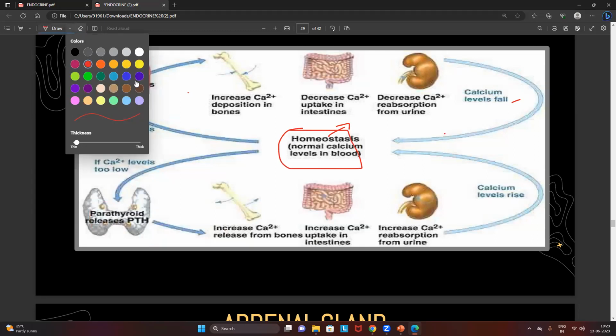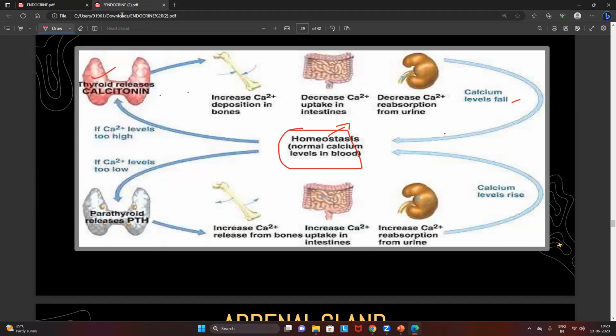What's the interesting point? The two hormones are never released at the same time. That's an important point, so try to understand it and not get confused by the statement. Suppose, for example, in our body the calcium levels are very excessive, very high compared to the normal level.